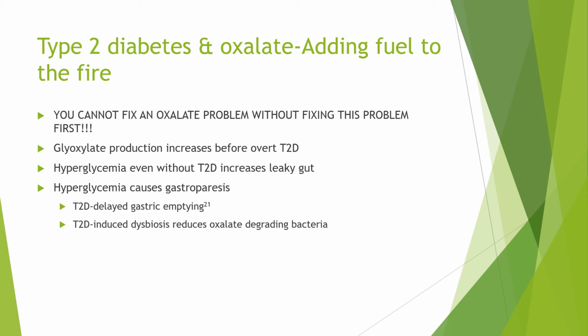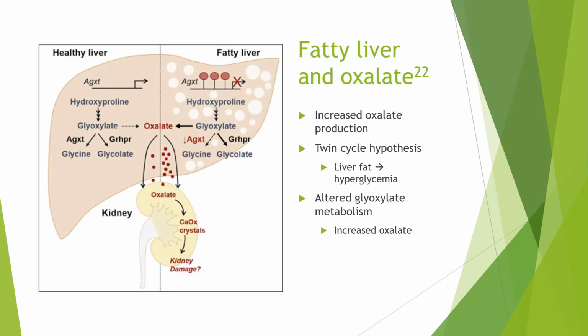And then we also want to take into account that type 2 diabetes is typically associated with microbial dysbiosis. So you're going to see a decrease in the oxalate degrading bacteria in your gut. So point blank, you cannot fix an oxalate problem without fixing type 2 diabetes if you have it. So that should be one of your first things to address. One of the interesting things we see with type 2 diabetes and overt impaired metabolism is increased oxalate production in the liver.